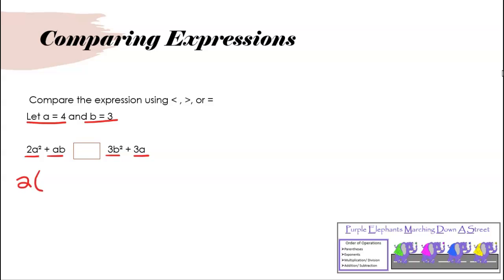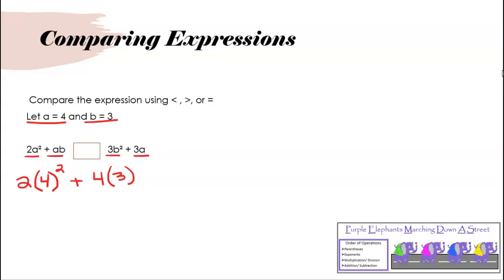2a squared now will be 2 times 4 squared, plus ab, 4 times, and the b is 3. Okay, that's the left-hand side of the expression.